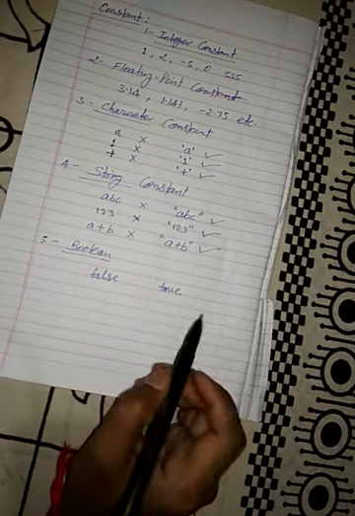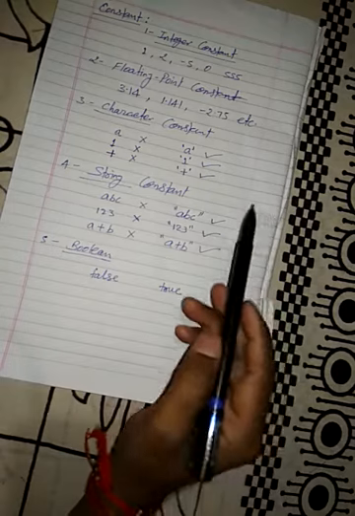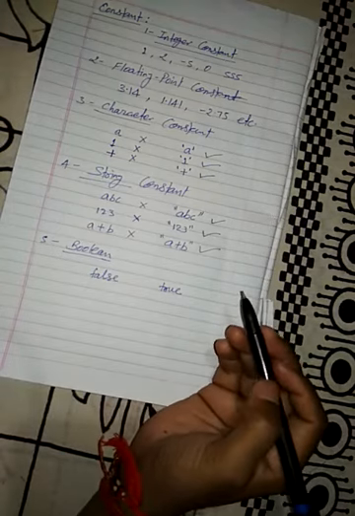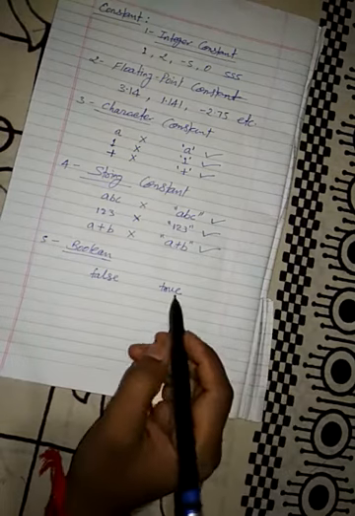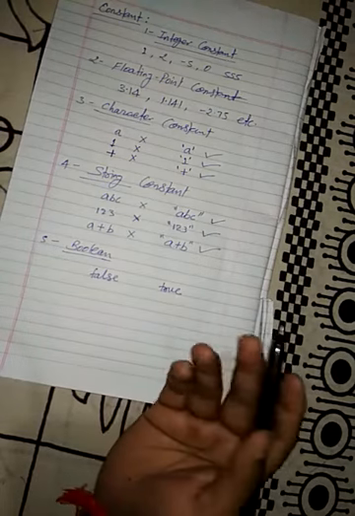This is the concept of constant. In the next video I will tell you about the data type and the variable declaration.